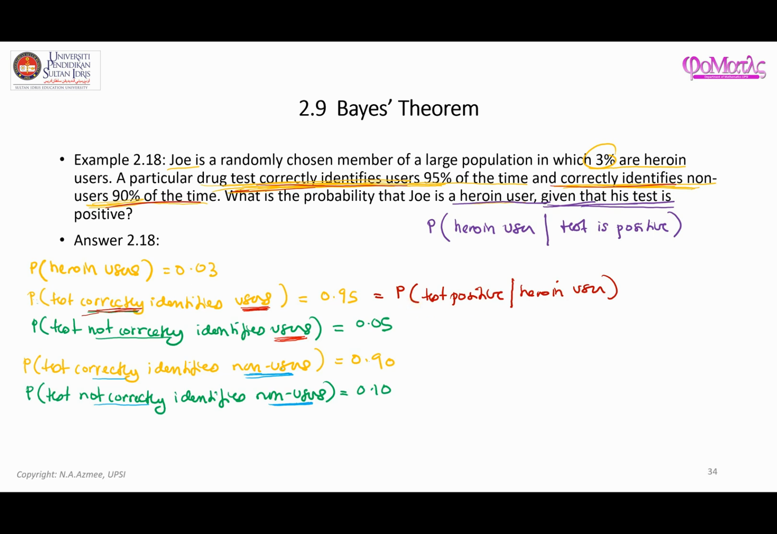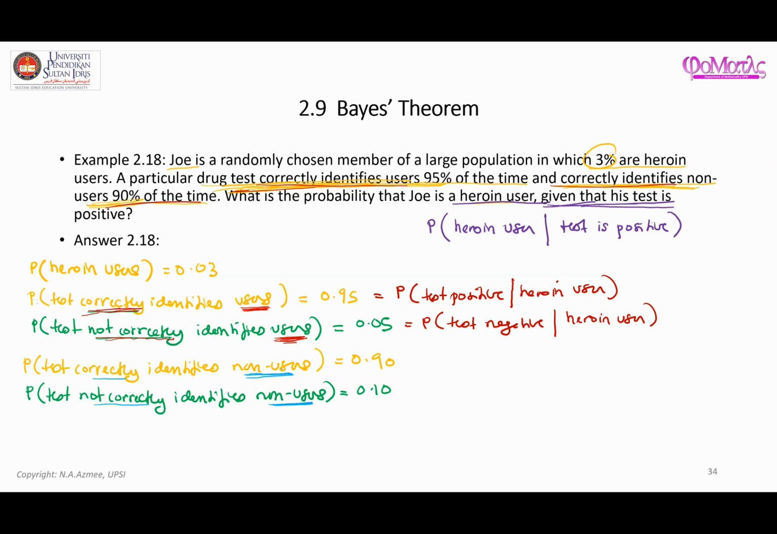Okay, so what about this one? The test does not correctly identify users. In other words, it means the probability the test is negative, given that the person is a heroin user. The person could be a heroin user, but the test cannot detect that, so the result here is going to be negative.